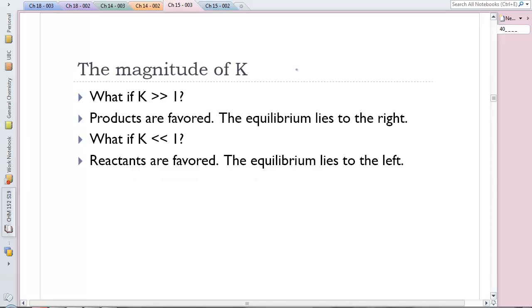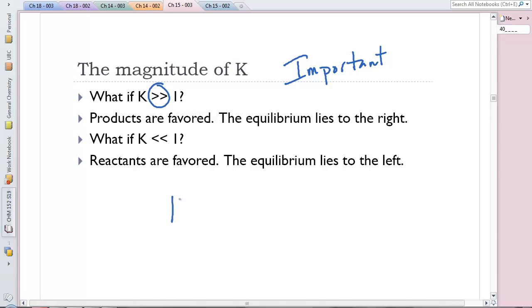Magnitude of K, really important. Really try to wrap your mind around this. The magnitude of K tells us a lot. And I actually like this. A lot of students maybe have never seen this before. This means much greater than, a double greater than sign. So what if our equilibrium constant is much greater than 1? Meaning, what if our equilibrium constant is really large in magnitude?